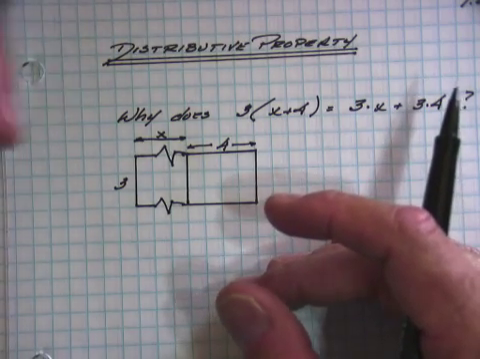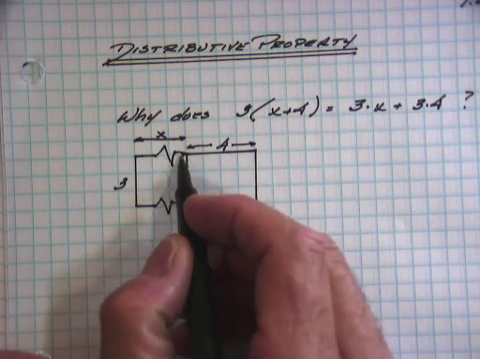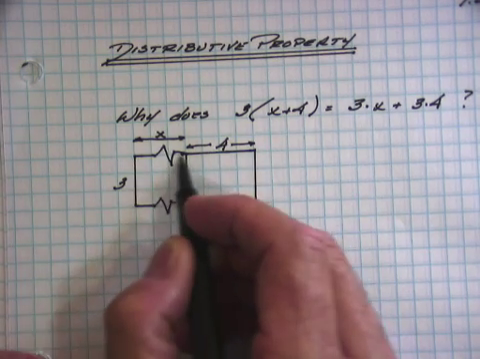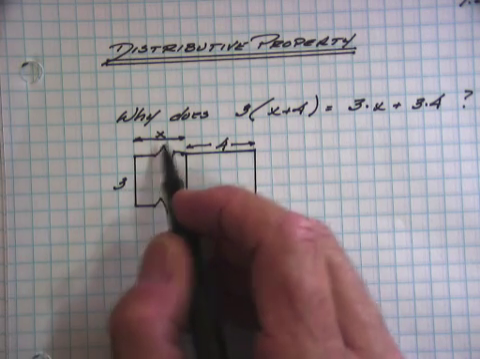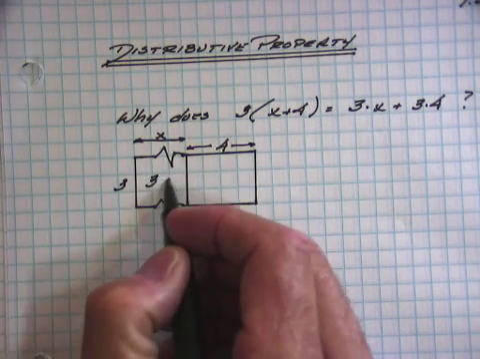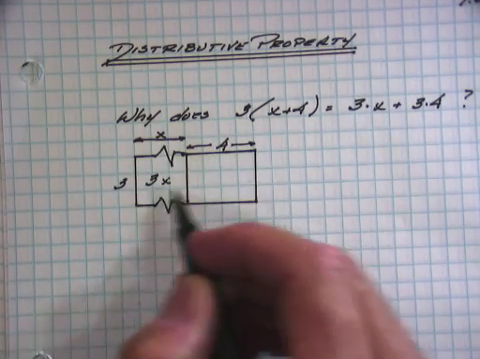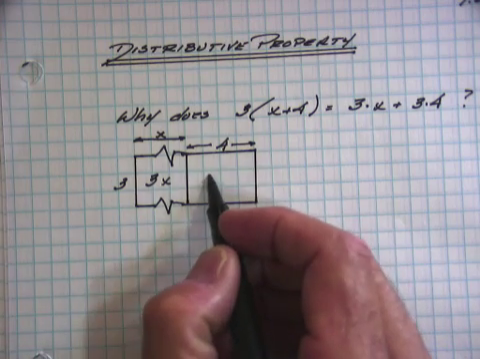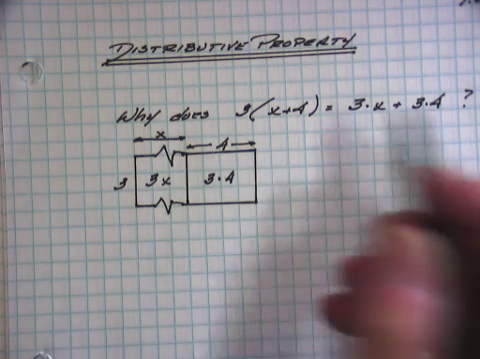All right, now you remember how to find the area of a rectangle? The area of a rectangle is length times width. Okay, so if I wanted to find the area of this rectangle right here, that would be 3 times x. Width is 3, length is x, so this is 3x. And if I wanted to find the area of this rectangle, that would be 3 times 4. So this is 3 times 4, right?